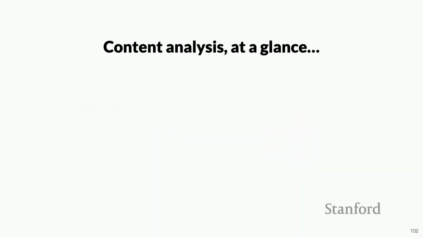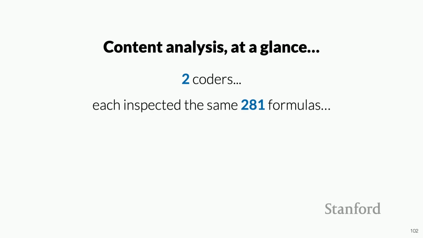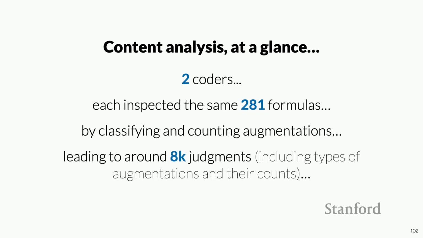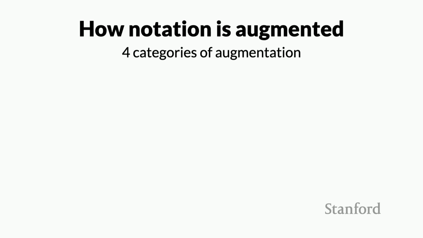The content analysis ended up being quite effortful. It involved 2 coders. Each of us inspected 281 formulas by classifying and counting augmentations. And this involved around 8,000 judgments apiece across all of these different formulas. And because it was such detail-oriented work, it ended up being about 50 hours each or so through multiple iterations. And this ended up leading us to this taxonomy of different ways in which notation can be augmented, which we boiled down to 4 different categories.